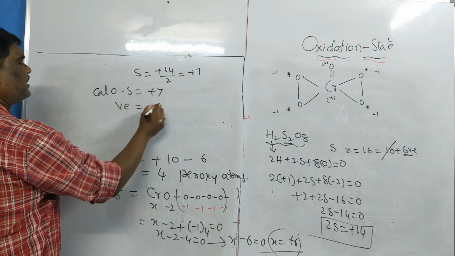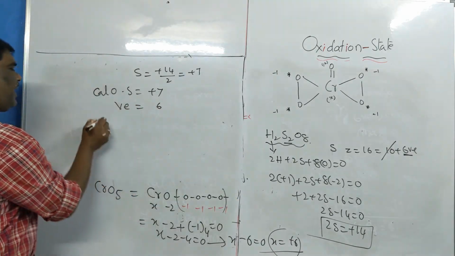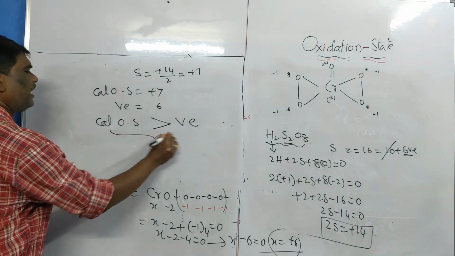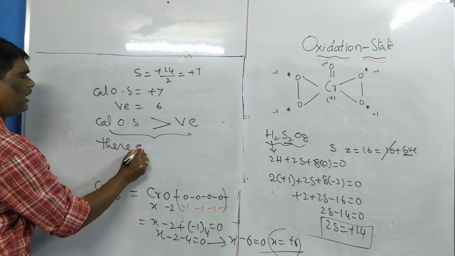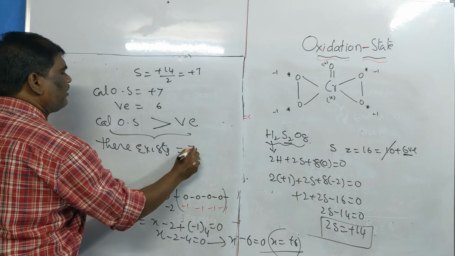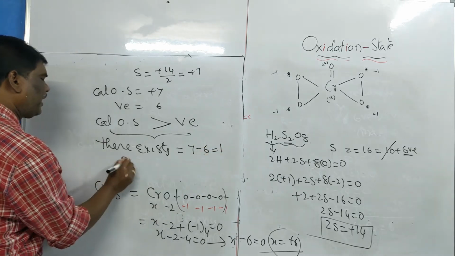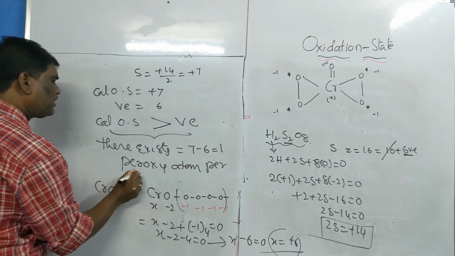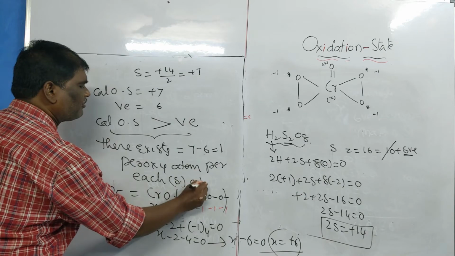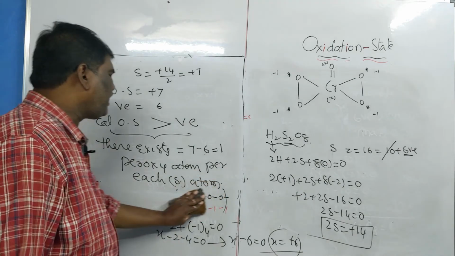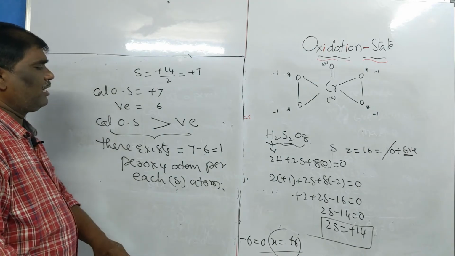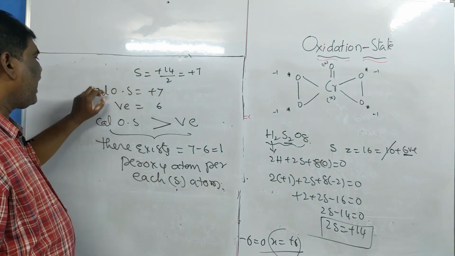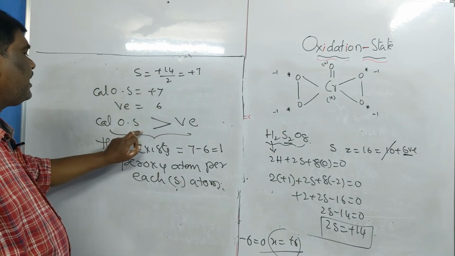Valence electrons are 6. So what is the comment? The calculated oxidation state is higher than the valence electrons. So what do we say? There exist peroxy atoms. 7 minus 6 means 1 peroxy atom per each sulfur atom, because there are 2 sulfur atoms. This is a confusion. The molecule has 2 sulfur atoms. For 1 sulfur we are getting +7, actually the maximum is 6, so there is a difference of 1.